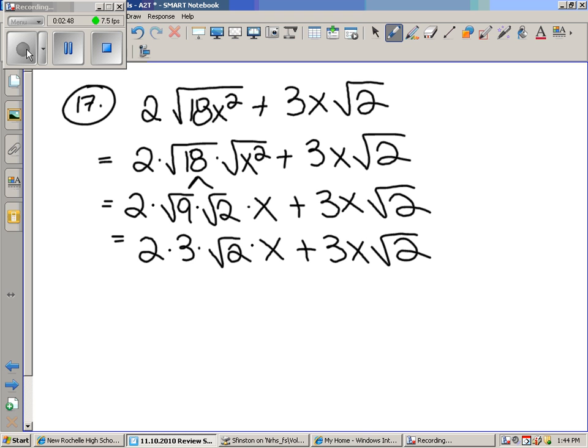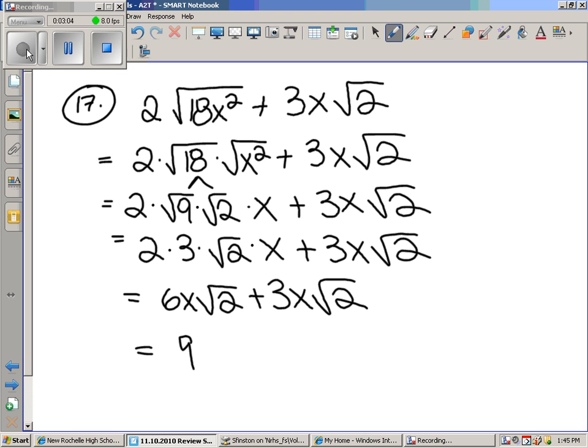And I'm making a big deal of writing out all of my work, but you can move faster if you don't need to write things out like this. We get here 6x square root 2 plus 3x square root 2 for an end of what? How much we got? 9x. Yeah, 9x square root 2.